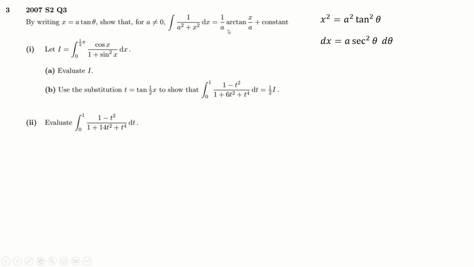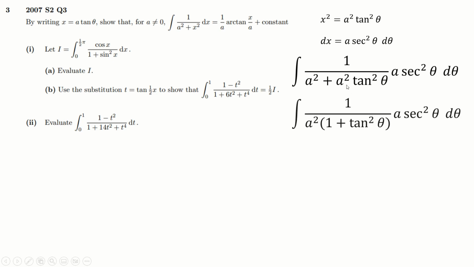I can just put both of those results in here, and you'll end up with this here. If you factorize out the a squared from the denominator, you'll see that 1 plus tan squared is, of course, just sec squared. So this object and this object will cancel. 1 over a squared times a is 1 over a. Remember, you're not integrating with respect to a here. You're integrating with respect to theta. So that's just 1 over a times theta when you integrate it, plus c, of course.